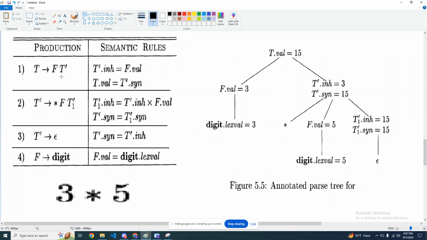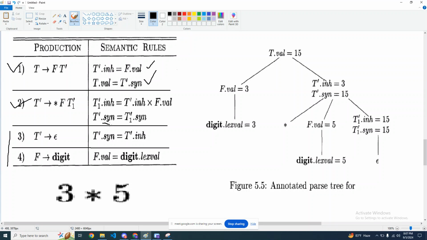If you can see in the semantic rules, these are your four rules and the corresponding semantic rules associated with them. So one production rule can have multiple semantic rules. Suppose here is one semantic rule and here is another semantic rule. So far you have seen only one semantic rule for one production, right? But one production can have many semantic rules. So our first two productions have two semantic rules associated with them, and the last two have only one semantic rule associated with them.